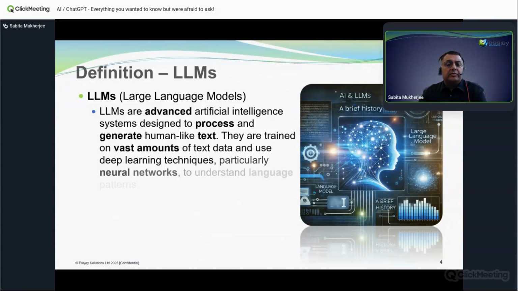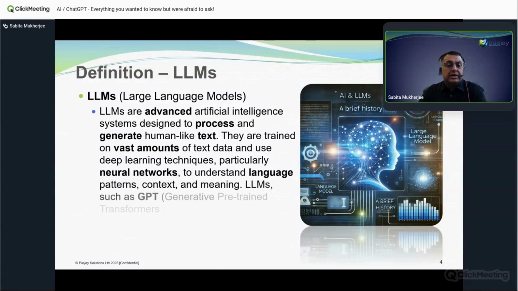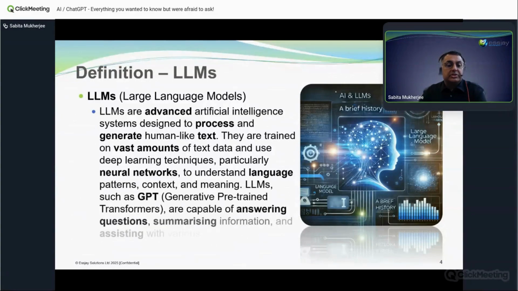So LLMs are advanced artificial intelligence systems designed to process and generate human-like text. They are trained on vast amounts of data and use deep learning techniques, particularly neural networks, to understand language patterns, context, and meanings. LLMs, such as GPTs, generative pre-trained transformers, are capable of answering questions, summarizing information, and assisting with various language-based tasks. So think of LLMs as a supercharged autocomplete trained on massive amounts of text.